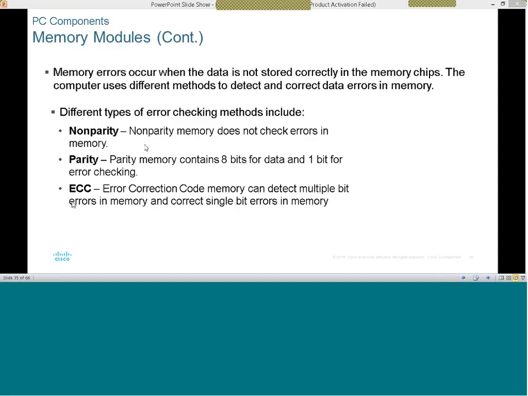So these are different memory modules, and this is how they function. The essence of all this is that either you're correcting errors, or you're ignoring errors, or at every point in time you're using one of the bits as a parity bit to check for error. And if you're using the one that is non-parity and does not check errors, it means that you have loads and loads of errors in some cases.